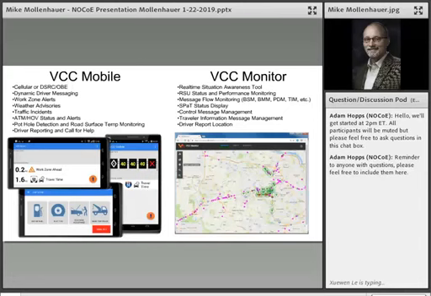The VCC monitor, I mentioned before, it kind of gives us a real-time SPaT status display.